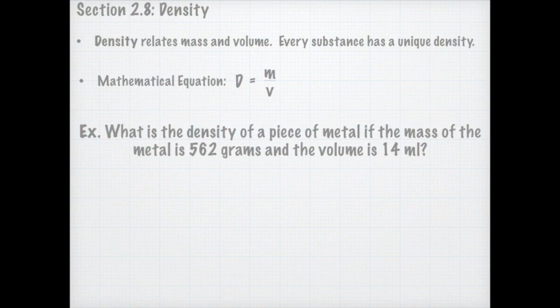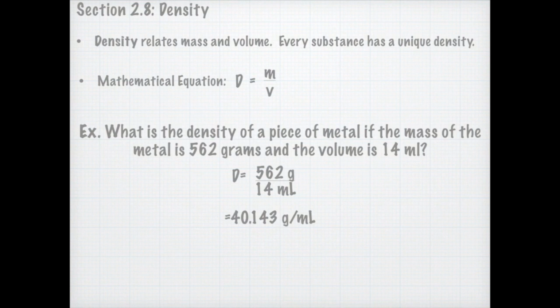So let's look at an example really quickly. It tells me that the mass of a sample is 562 grams, its volume is 14 milliliters, and it asks for the density. Well, density equals the mass, 562 grams, divided by the volume, 14 milliliters. And so when I divide, I end up getting 40.143. Well, here's your first opportunity to round based on decimal place. This is your first opportunity to round your final answer.